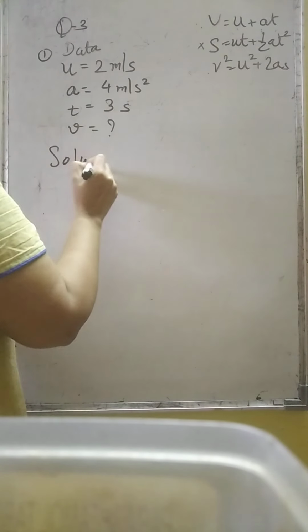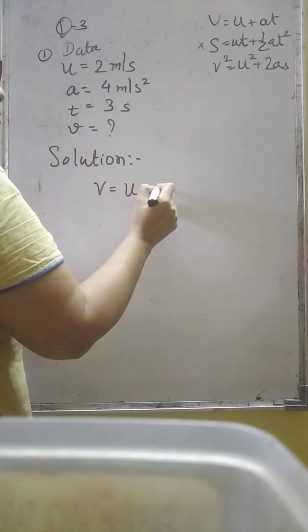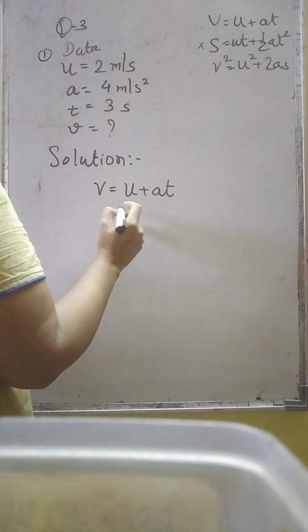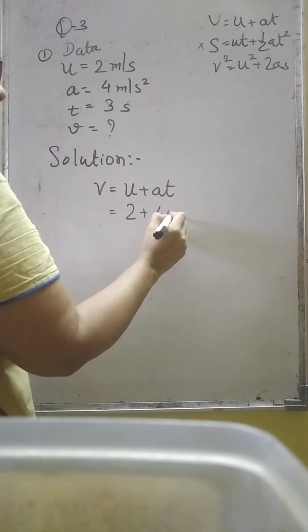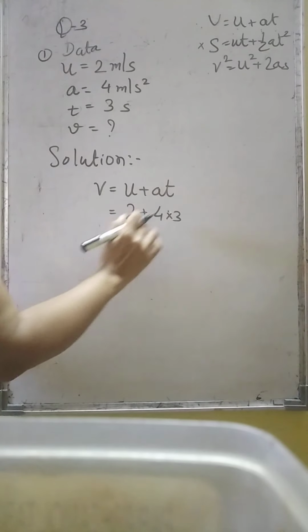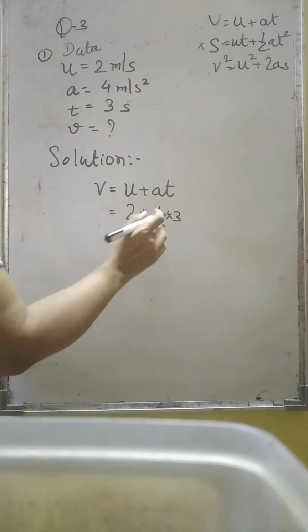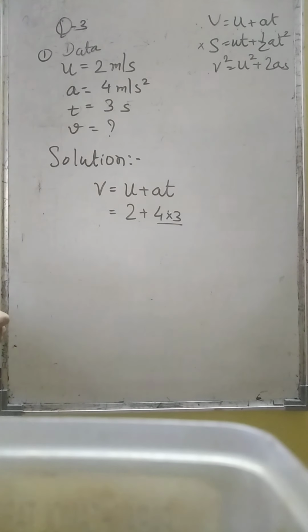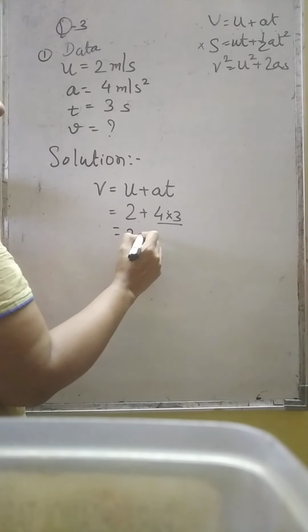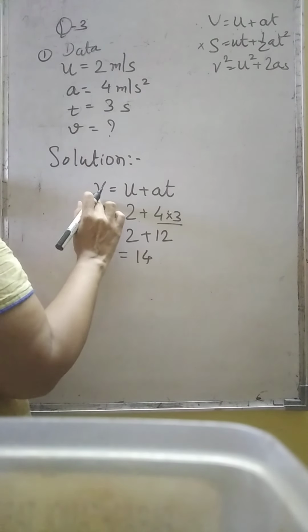So solution: I have decided I am going to use the V is equal to U plus AT formula. So we have U as 2, A as 4, and then 3. Remember children, never ever do 2 plus 4 first. You are going to do 4 into 3. Use BODMAS rule, 4 into 3 first. So it will be 2 plus 12. So that is 14. And what is the unit?